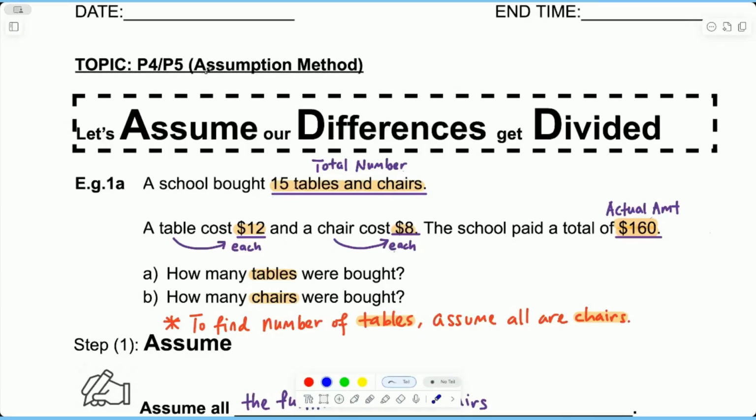This video is on the assumption method. Let's begin by taking a look at this problem. A school bought 15 tables and chairs. A table cost $12 and a chair cost $8. The school paid a total of $160. Part A. How many tables were bought?